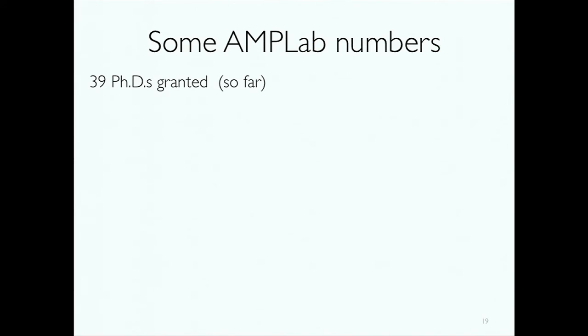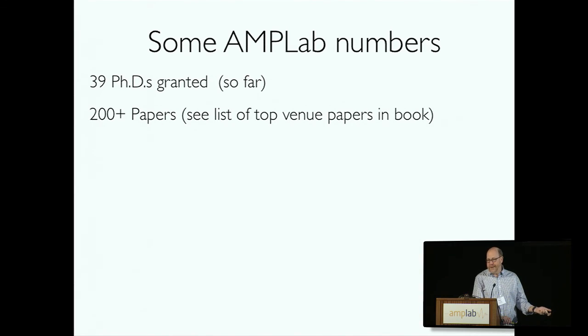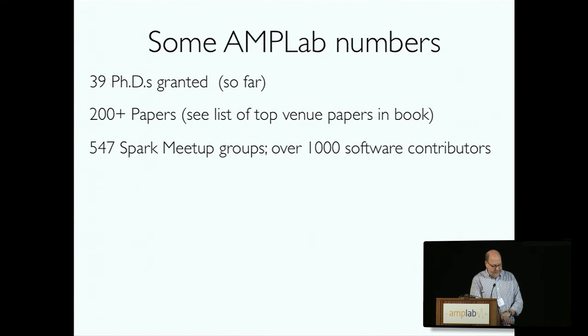Just to wrap up, let me just give you a few numbers. I believe we've graduated 39 PhDs so far, and there's a bunch more that are finishing up this year. Hundreds of papers, and some of them you'll see in the booklet. And what's really one of the interesting things in there is there's also a list of AMPLab publications at the top venues in machine learning systems and databases. And you can see that throughout the whole project, we've been extremely active in those venues.